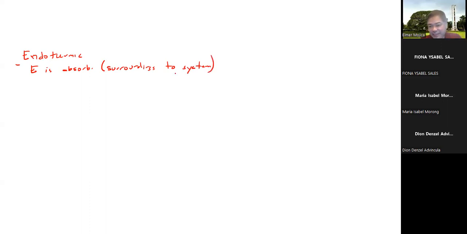Usually it involves the so-called enthalpy, right? So we have the endothermic reaction. What do we have here? Energy is absorbed, from the surroundings to the system, am I right? You still remember what the system and the surroundings are? A system is the one that you study, and anything that surrounds it is the surroundings. Usually energy is absorbed. What happens to the surroundings? It becomes cold. So we could say heat is also absorbed.